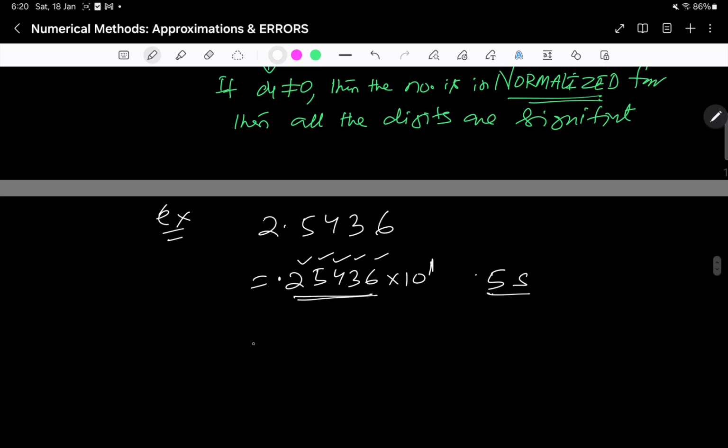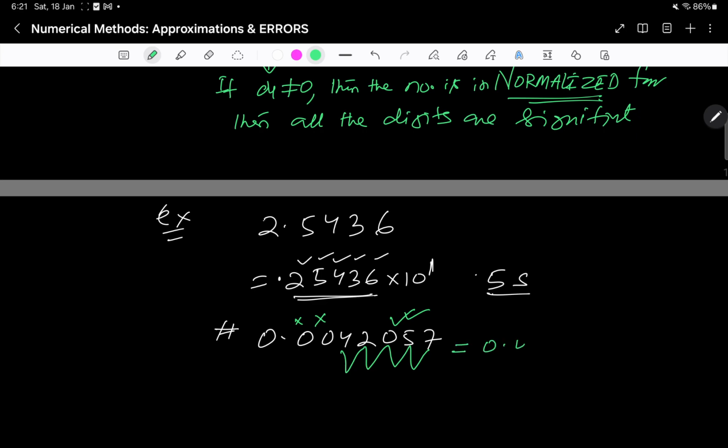Suppose I write 0.0020057, or rather 0.002057 here. Which are the significant figures here? This digit and this 0 are significant, but these two 0s are not significant, because we will rewrite it as 0.42057 into 10 to the power minus 2 here.